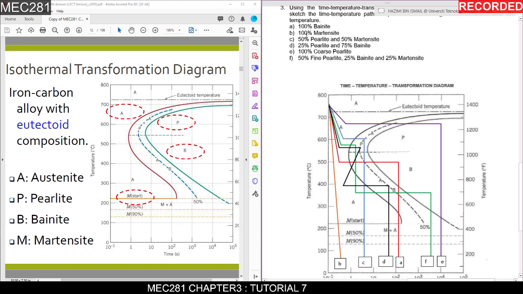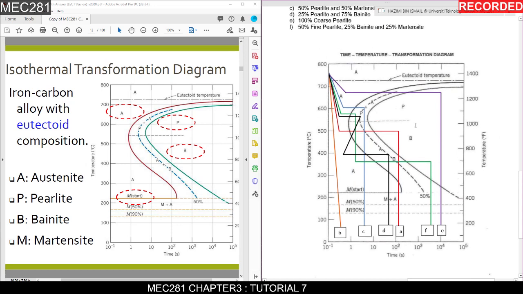Okay, B, 100% martensite, C, 50% pearlite and 50% martensite, D, 25% pearlite and 75% bainite, E, 100% coarse pearlite, and F, 50% fine pearlite, 25% bainite and 25% martensite. So the answer is in this diagram. Okay, so the red line here represents the answer for question A, and B is represented by the orange line, C the blue line, D the black line, E the purple line here, and F.